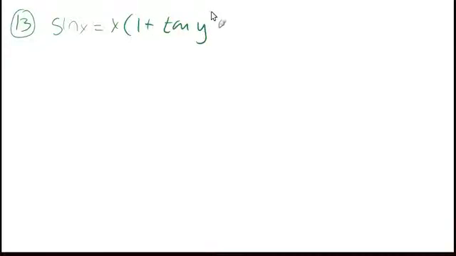Let's do another one. Number 13. Sin of x equals x times 1 plus the tangent of y. Okay, so again, if I wanted to state this explicitly, I'd have to divide both sides by x, subtract 1, take the inverse tangent, and it just would be an incredibly messy looking thing. It'd be way more complicated to take the derivative of that than it would be to just take it implicitly, take the derivative of both sides.